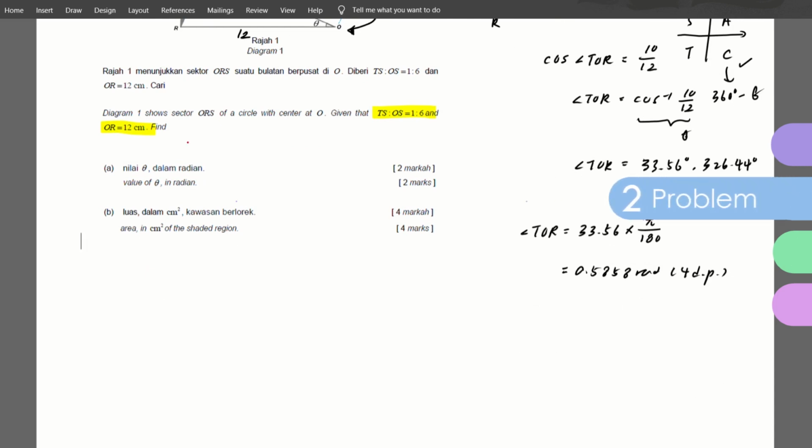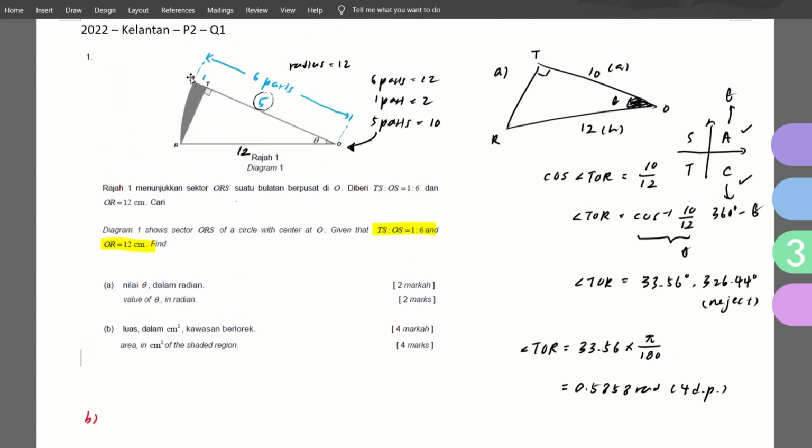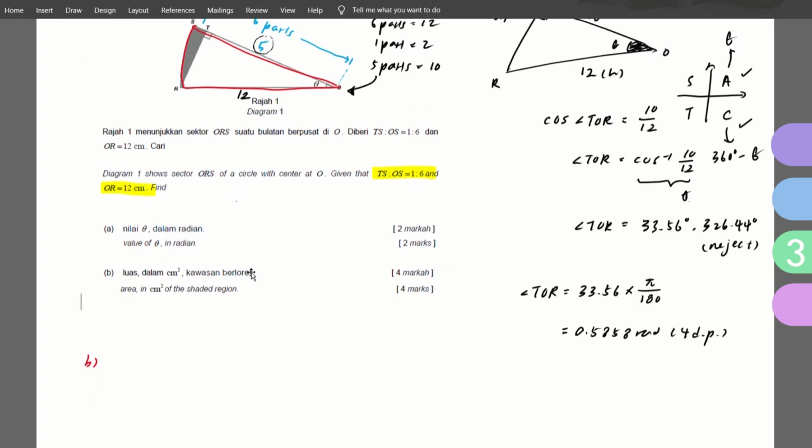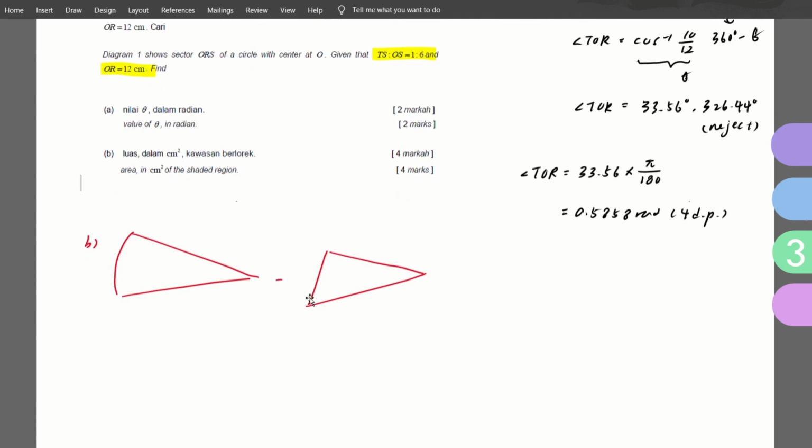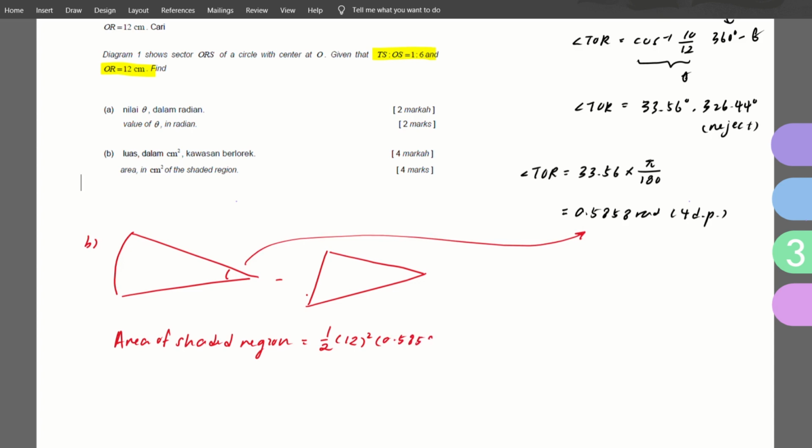And to calculate the area of the shaded region, we can use the bigger shape minus the smaller shape. So here, you can use the big shape, which is the sector, minus the triangle inside it. So let's calculate the area of the sector first, which is 1 over 2 r squared theta. So our r is 12 squared, and our theta here, which is also the answer from part A, is 0.5858.